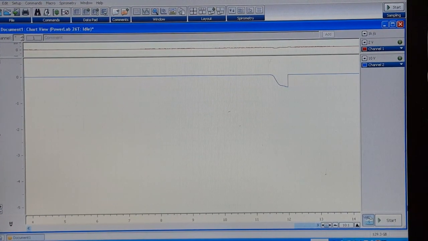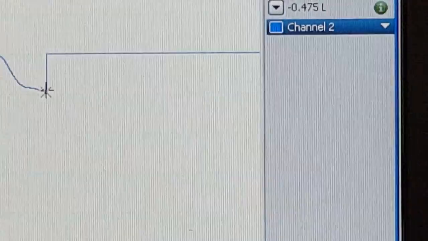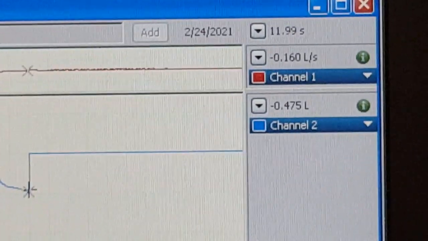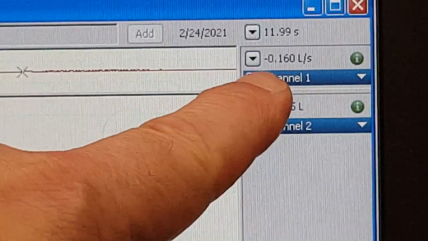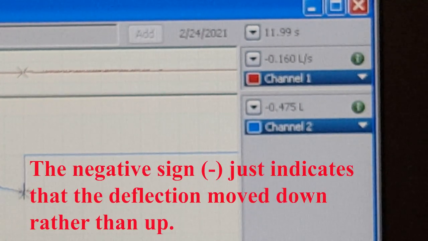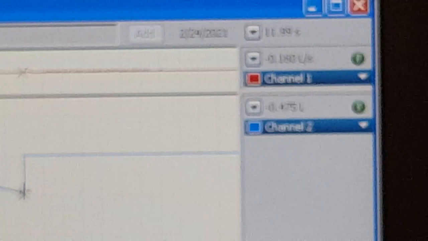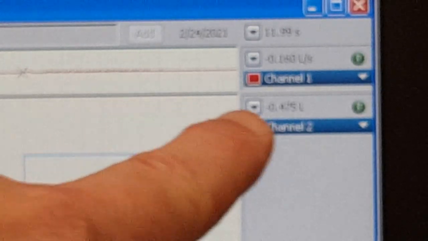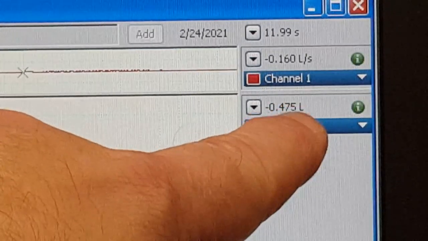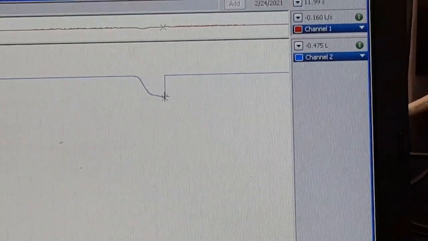Now, what I can do, again, with my cursor, everyone, is just move it down to the bottom of the trough. Let me zoom in a little bit so you can see the recording. What was my tidal volume right there with channel 2? 0.475 liters or 475 milliliters. A fairly normal tidal volume. You know, it tends to average about 500 for men. You can see that in your lab manual. So a tidal volume, I'll put my finger in there so maybe it'll focus a little better for you. 475 milliliters. Not too far out of what would be considered normal.